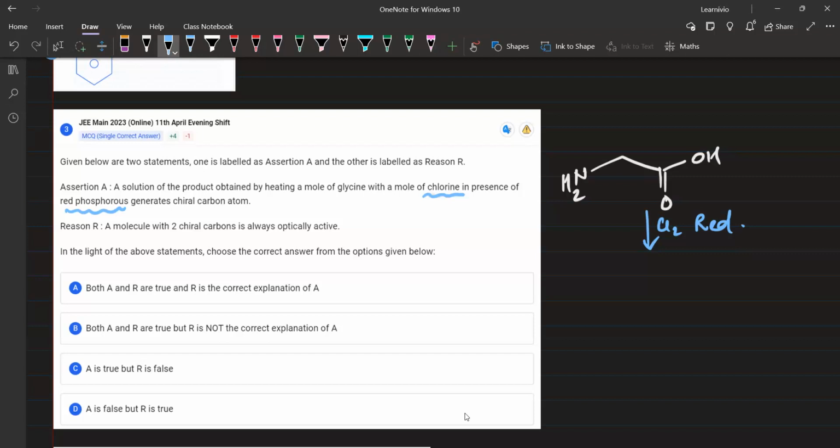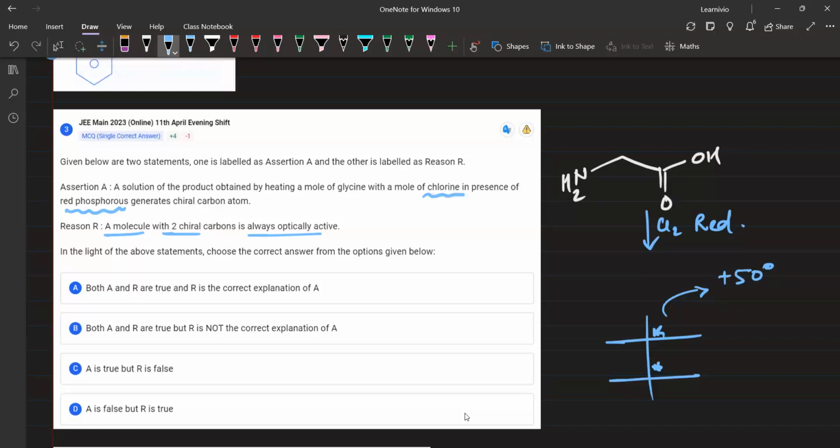Here I will focus on the second statement. Please pay attention. A molecule with 2 chiral carbons is always optically active. If you look at this carefully, let's suppose we are having 2 chiral carbons like this. So this is also chiral, this is also chiral. Now this chiral carbon rotates the plane polarized light. Let us suppose by plus 50 degrees, in the right direction.